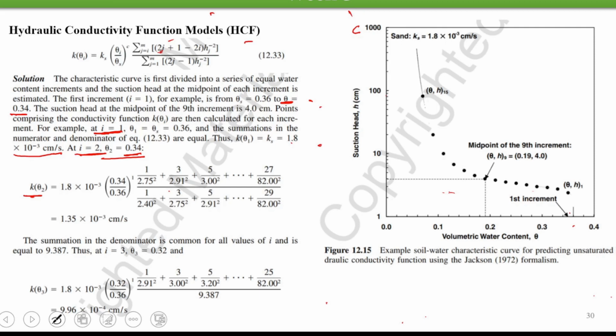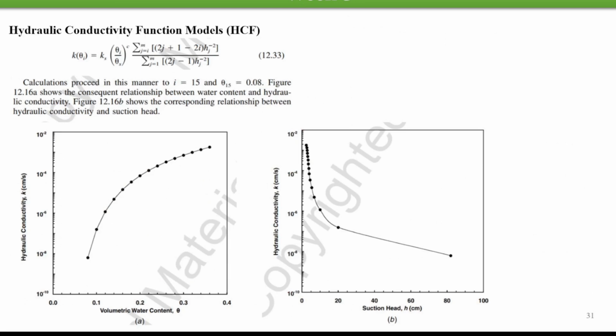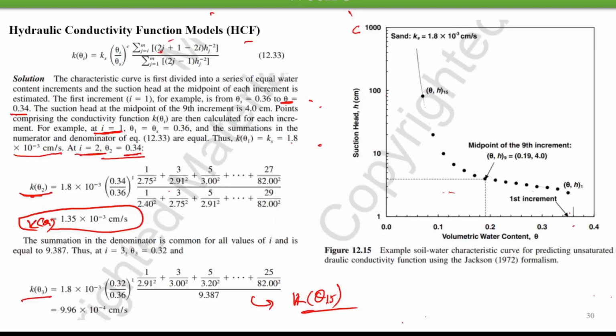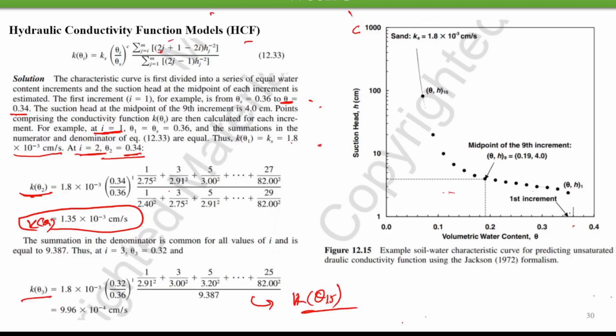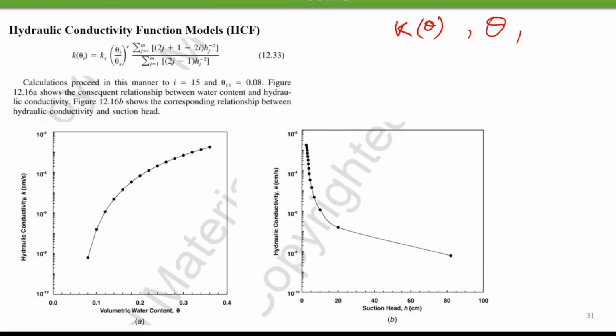Okay, so we are taking 15 intervals. In this way we will calculate k theta 2, and similarly we will do this for k theta 3, the third iteration, and we need to repeat this operation till k theta 15. After repeating this for every increment of theta, we will have calculated k as a function of theta, for every value of volumetric water content theta, as well as for different values of soil suction h.